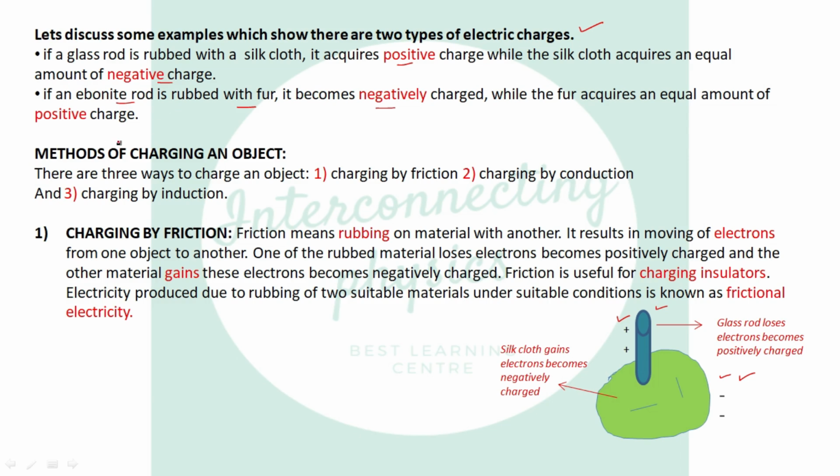So let's now discuss methods of charging an object. There are three methods to charge an object: charging by friction, charging by conduction and charging by induction. Let us discuss one by one.